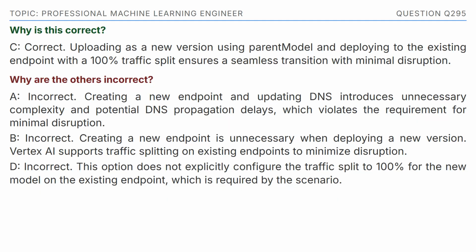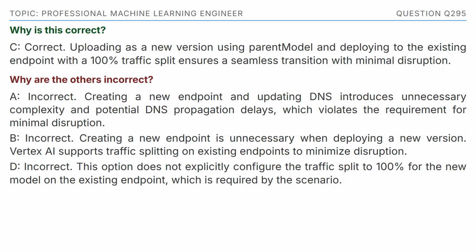Why is this correct? C. Correct. Uploading as a new version using parent model and deploying to the existing endpoint with a 100% traffic split ensures a seamless transition with minimal disruption. Why are the others incorrect?